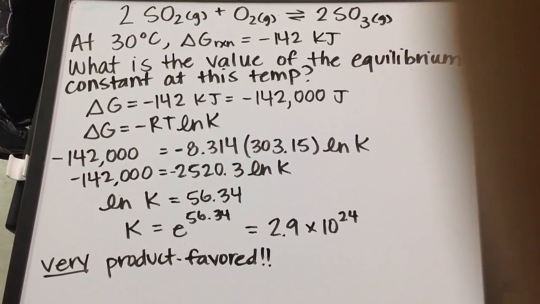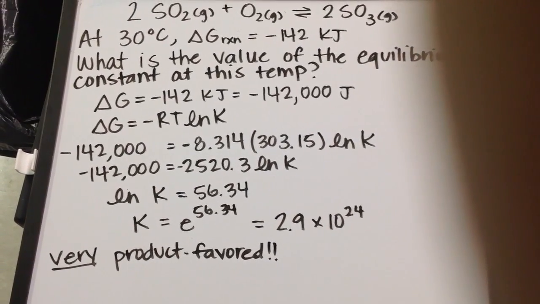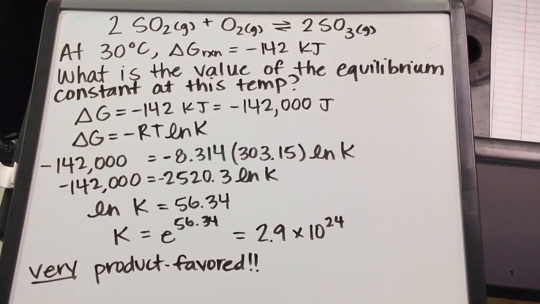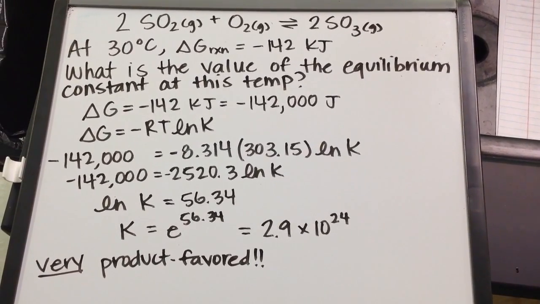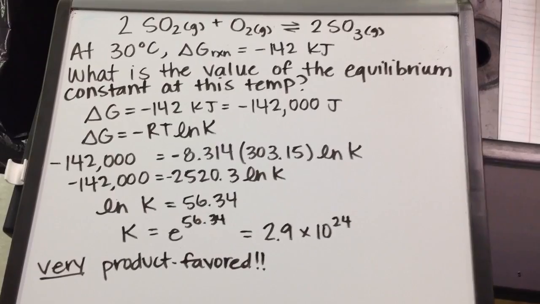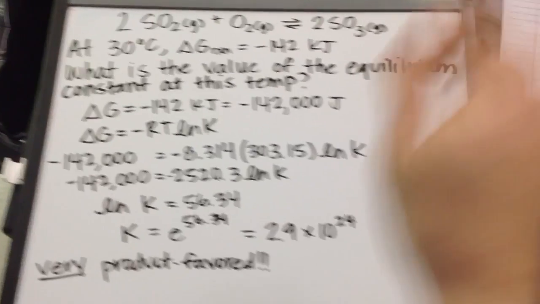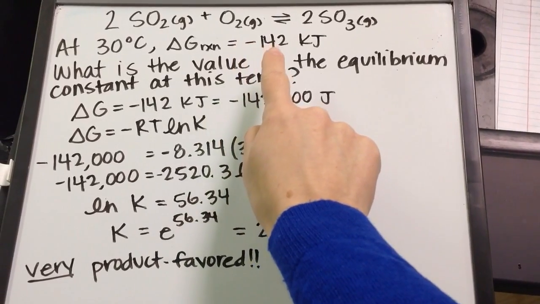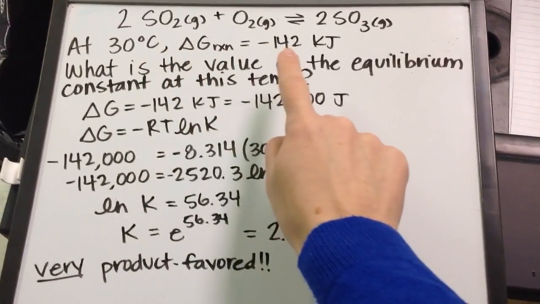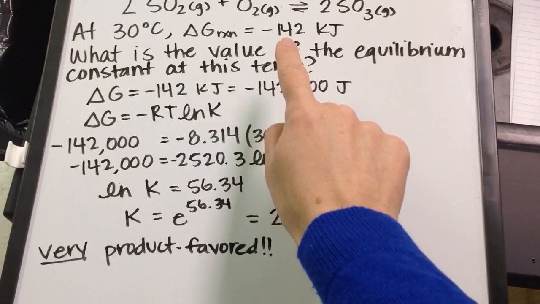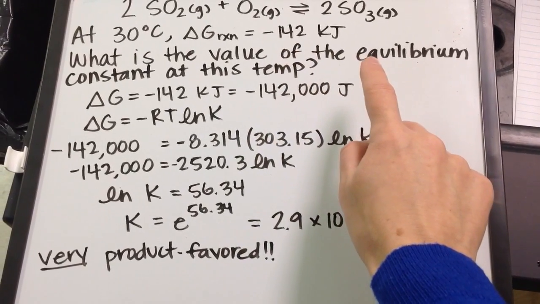There's a relationship between delta G and the equilibrium constant, and that's what we're going to investigate in this problem. In this problem, we're given a reaction and we're asked to calculate the value of the equilibrium constant if we're given delta G. So we've already calculated that delta G at this temperature is a negative 142 kilojoules, and we want to know what's the value of the equilibrium constant.